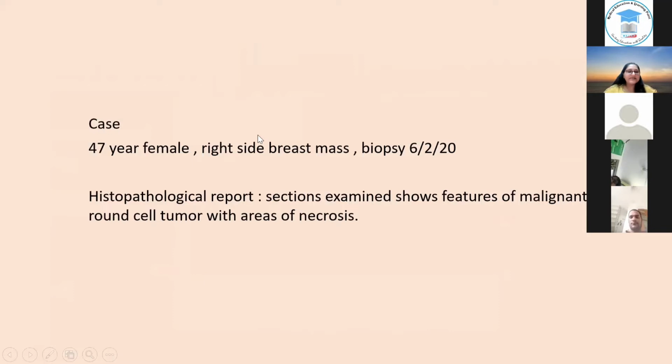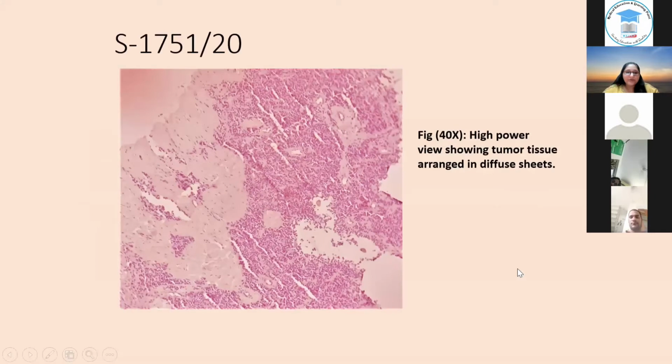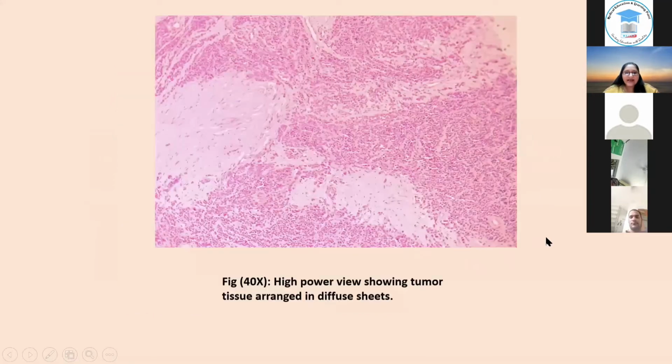Another interesting case I would like to show you: a 47-year-old female came with a right side breast mass. Biopsy was done straight away. In the histopath report, you can see these are the cells at 20x actually. They show tumor tissue arranged in diffuse sheets with small round oval cells. And in some places we can see a little bit of necrosis and hyalinization also.